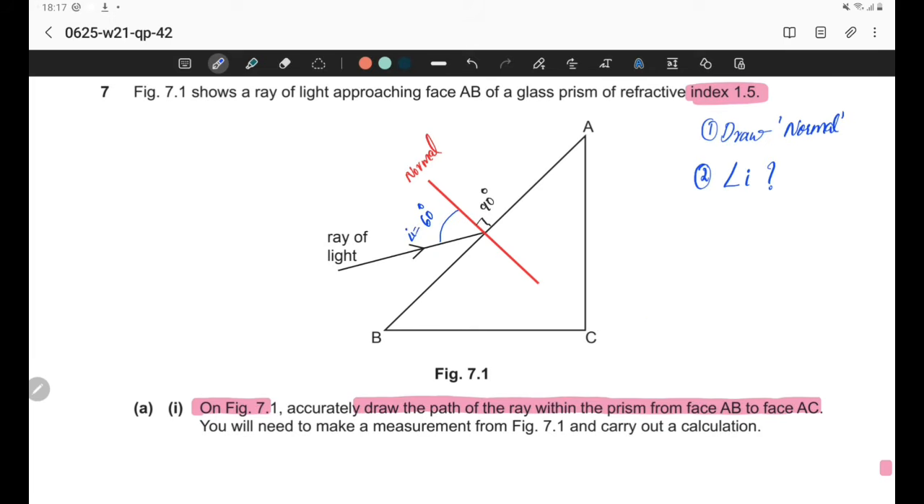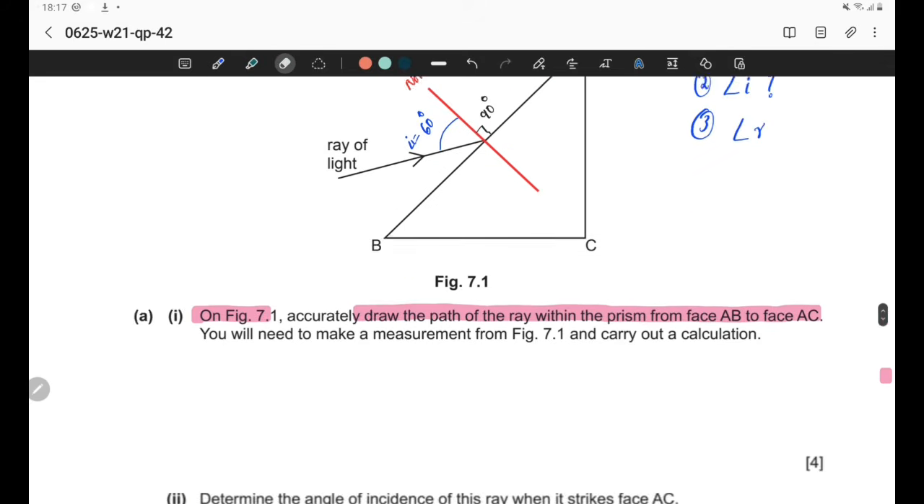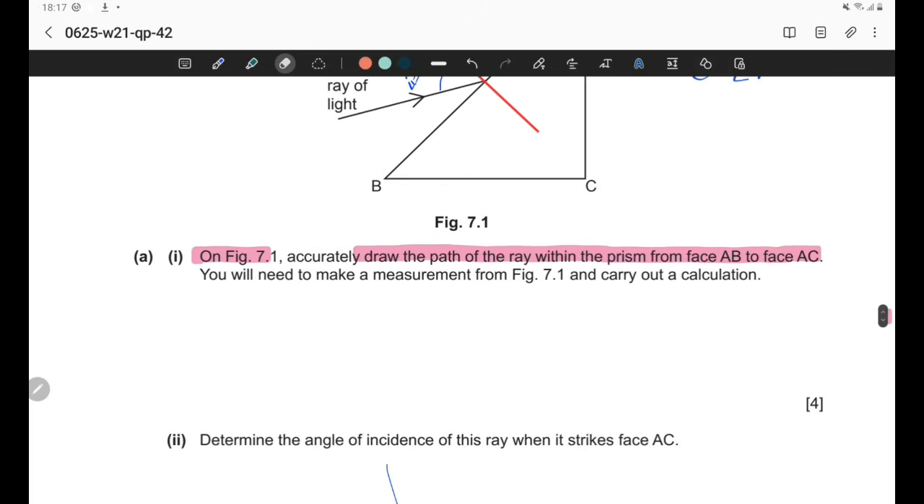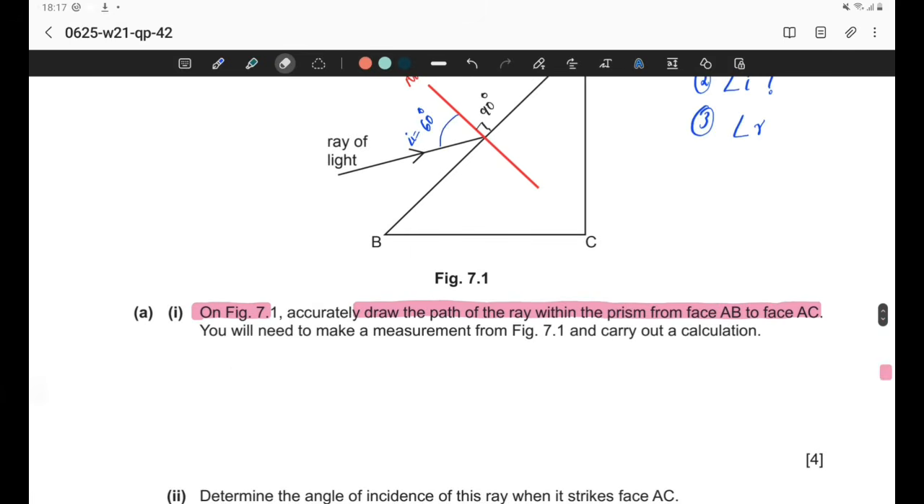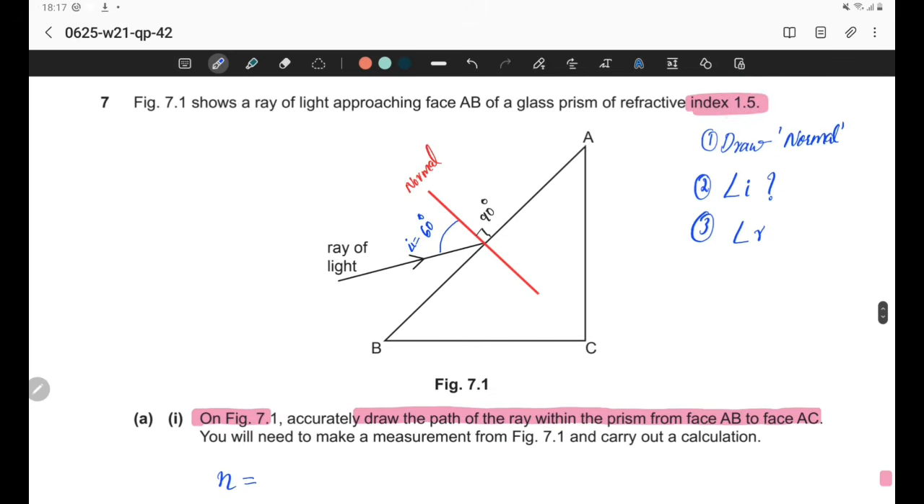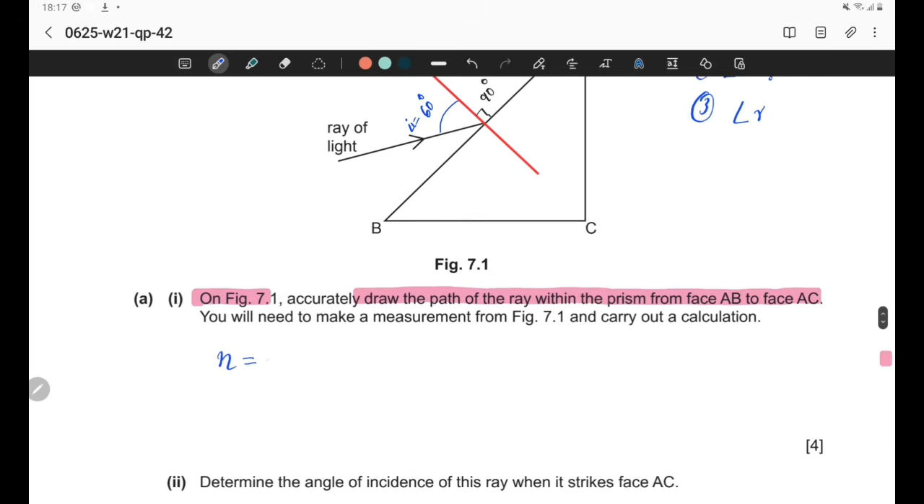Now we can measure what is the angle of refraction. That is the third step. Measure the angle of refraction, which we can calculate using an equation. So let's see what values are already given. The refractive index of the glass is given, that is 1.5. Then the angle of incidence is given, which is 60 degrees. Now we need to find out the angle of refraction.